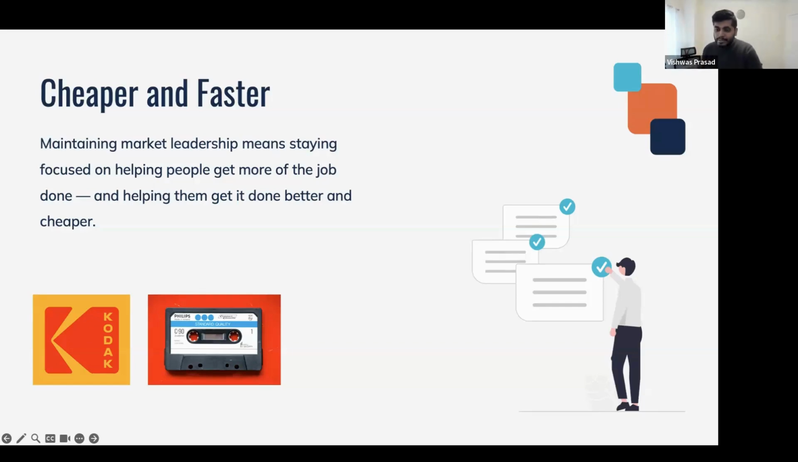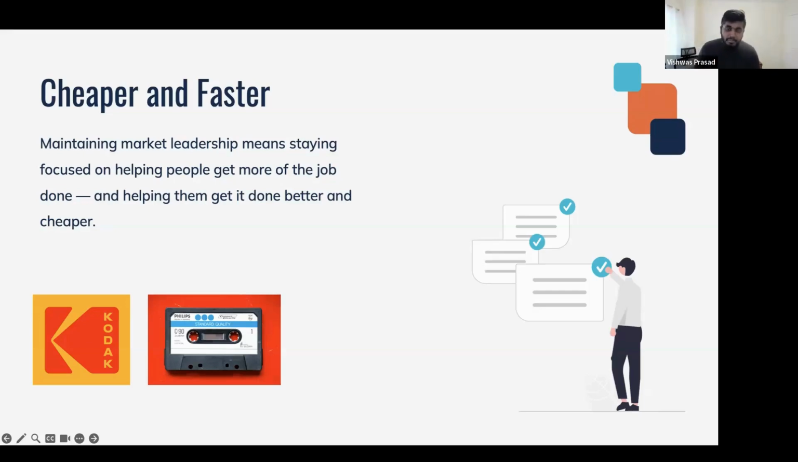Similarly with cassette tapes, right? So the job is listening to music. And with the cassette tapes, you had to go to the store, buy a cassette tape, and then put it in a player and then play it. And once the first side is completed, you had to take out the cassette and turn it around and then play the second side. And obviously the memory storage was lower, so there were only so many songs that you could listen to.